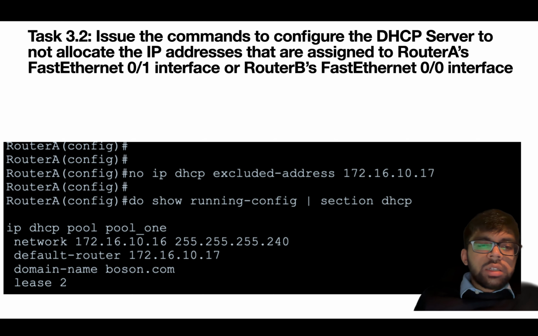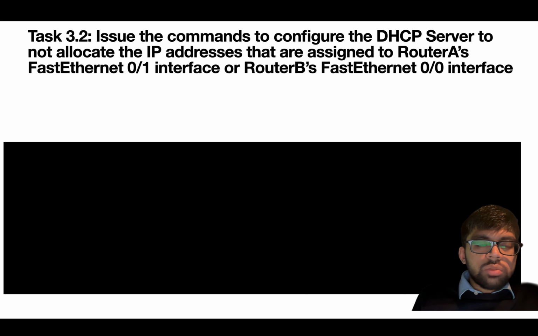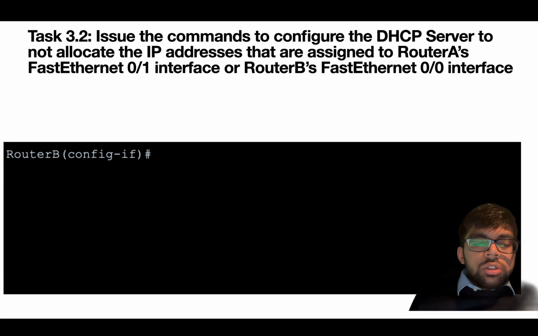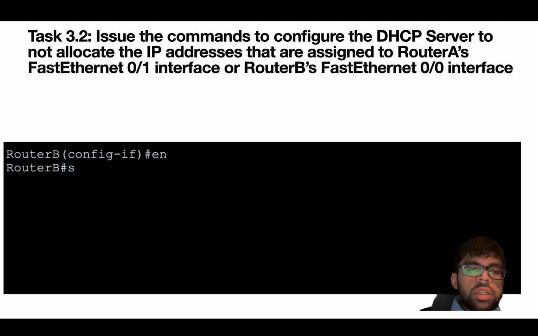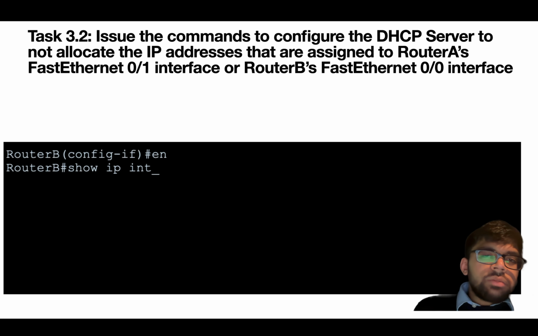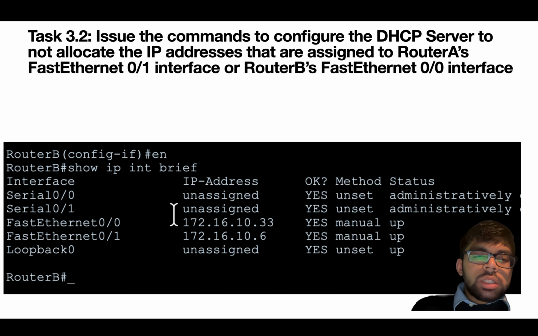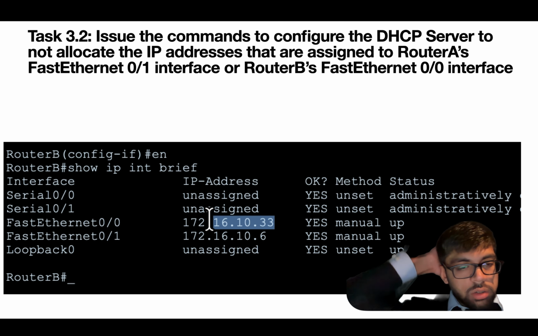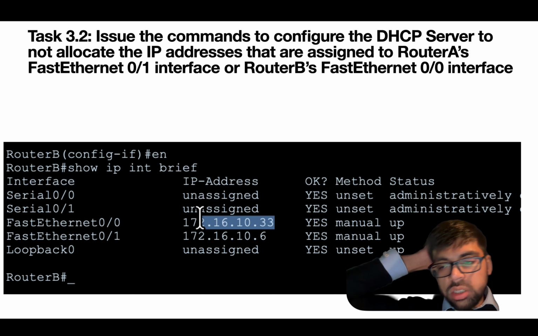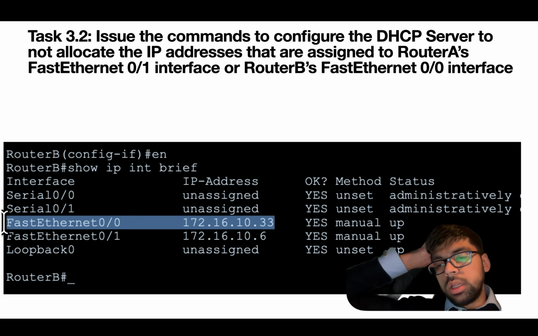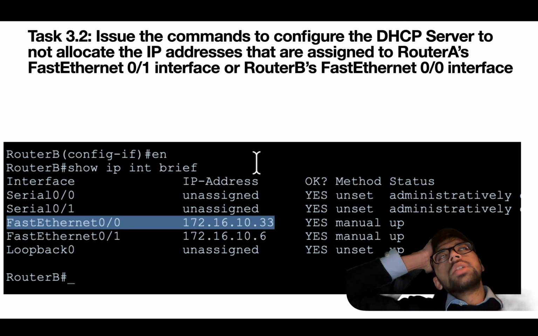We can see router A's FastEthernet 0/1 interface IP address there. So let's go into router B to do the same thing. We can see FastEthernet 0/0's IP address there as well. So what do we need to do?